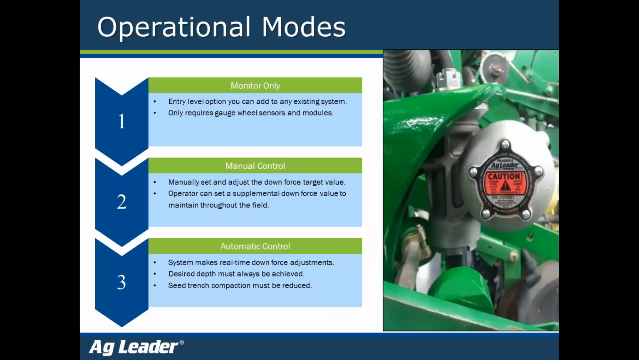Automatic control allows the system to make real-time adjustments based on the gauge wheel load. The system controls downforce based on 2 requirements. Desired depth must always be achieved, and seed trench compaction must be reduced.